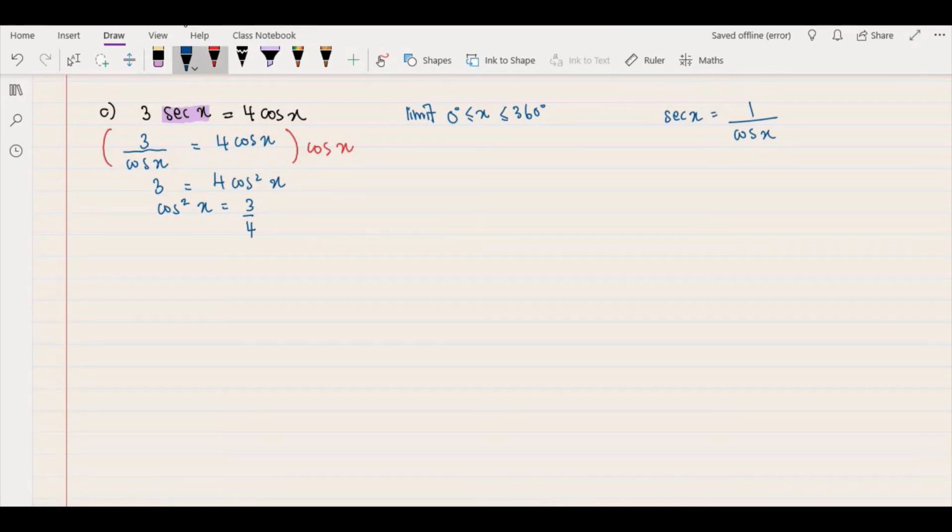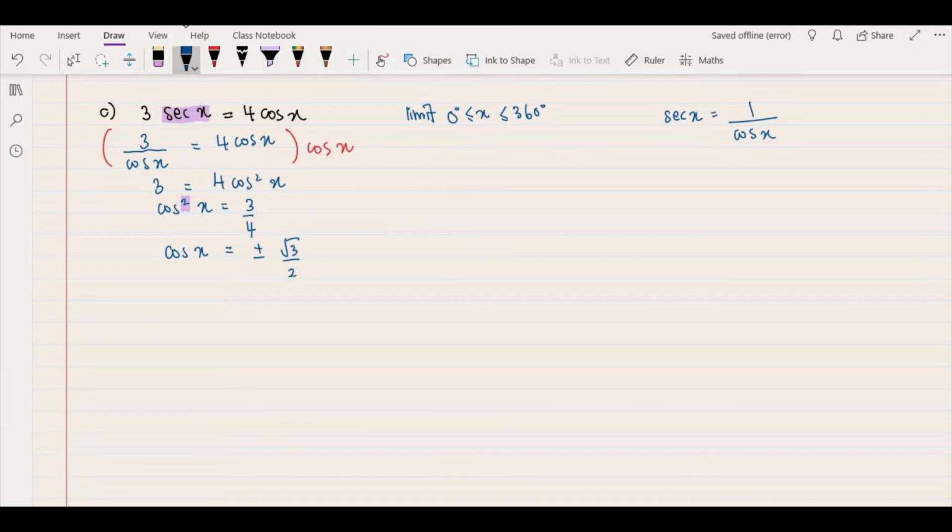Then how do we solve? Please take note, because we have cos square x, that is practically cos x times cos x, and we can just use the square root. So we will have cos x is equal to plus minus square root of 3 over 4. Or you can just simplify this. The calculator will give you square root 3 over 2.